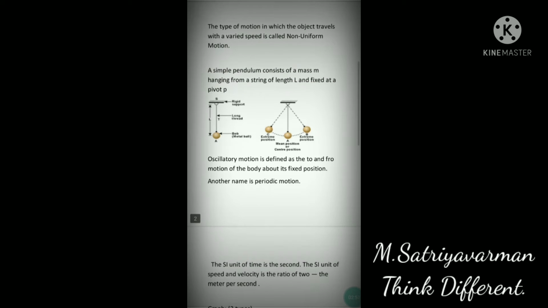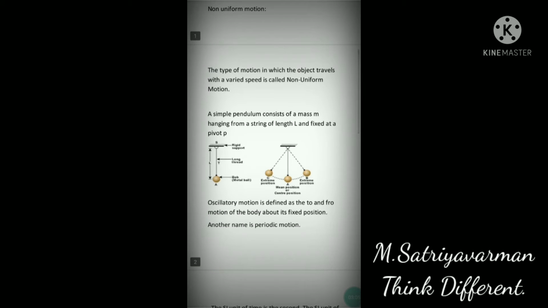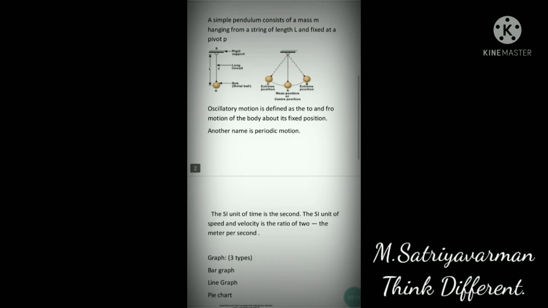Now we know two types of motion. Once again I will repeat the definition and the types of motion. First one is uniform motion. Uniform motion means the motion traveling in a straight line with a constant speed. Second one, non-uniform motion. The motion which travels at a varied speed is called non-uniform motion. Now we know the two types of motion, and speed and the equation of speed.